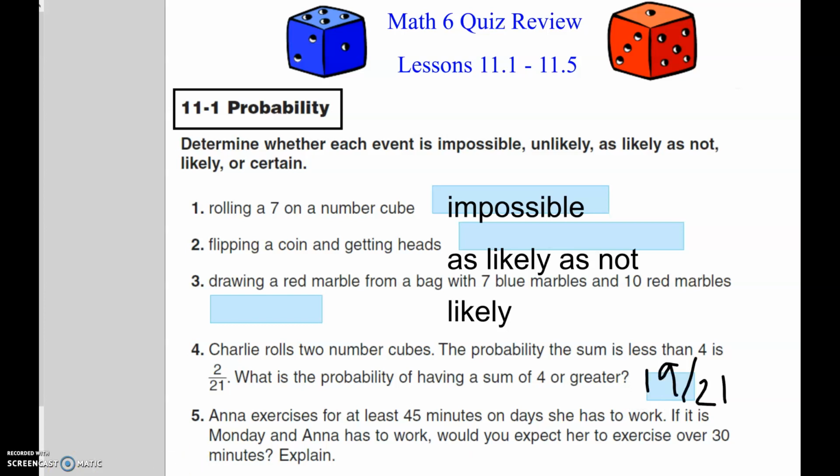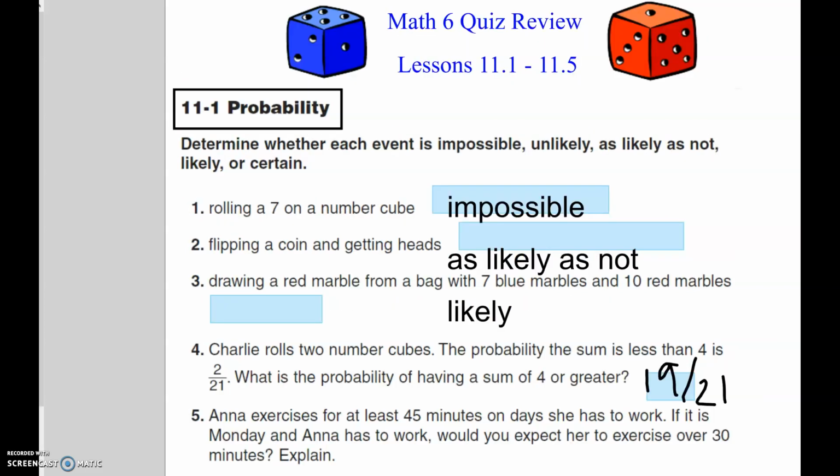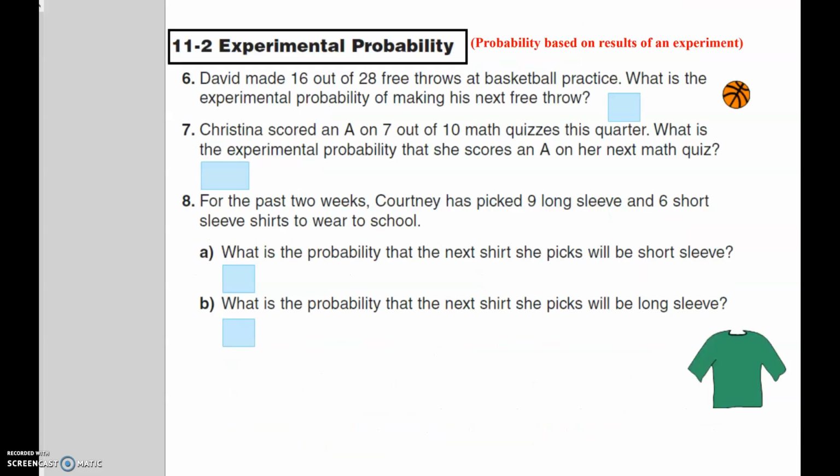Okay, we're going to skip number 5 there and go to the next page. The answer for that last one was 19 out of 21. All right, next is 11.2, experimental probability. It says Dave made 16 out of 28 free throws at basketball. What's the experimental probability that he'll make his next free throw? So we look to the past. He made 16 out of 28. So that will be my fraction.